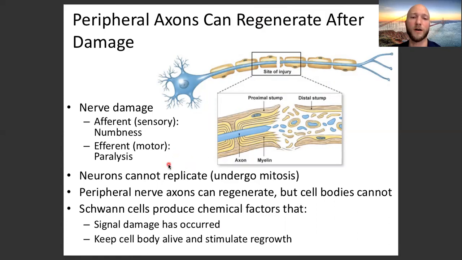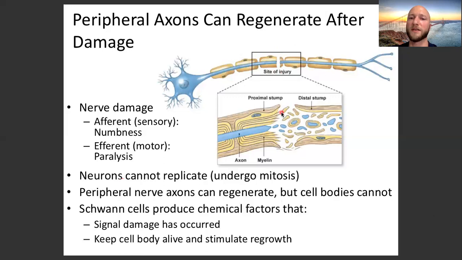Neurons cannot replicate. They don't undergo mitosis. So once you're an adult, the nerves you have are the nerves you have. Peripheral nerve axons can regenerate, but cell bodies can't. It's the axons that are regenerating, not the cell bodies. Schwann cells produce chemical factors that signal damage has occurred and keep the cell body alive to stimulate growth.